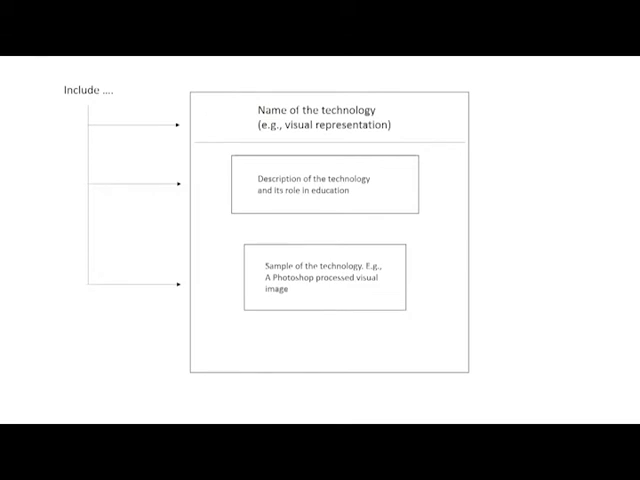This is the template for the subpage under the technology skills. It has 3 sections. The first is name of the technology. Depending on the topic, you will include a title here, such as visual representation. And the next is description of the technology and its role in education. Here you will write 2 to 3 sentences. Describe technology you're going to use. Finally, you will include an artifact of technology. This can be a Photoshop processed visual image.